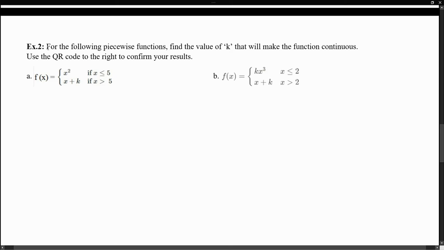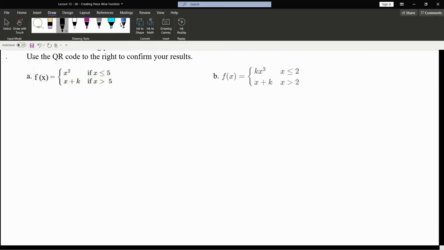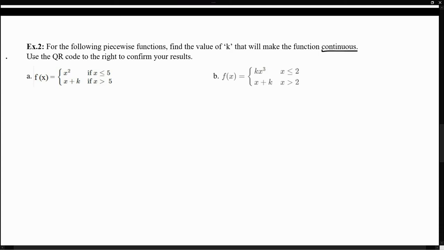Well, let's try to understand what we're doing here. It says for the following piecewise functions, we want to define a value of k that will make the function continuous. So let's pause there for a second. When do we know that we have a function that is a continuous function? Well, a function is continuous if there are no holes or no jump discontinuity.